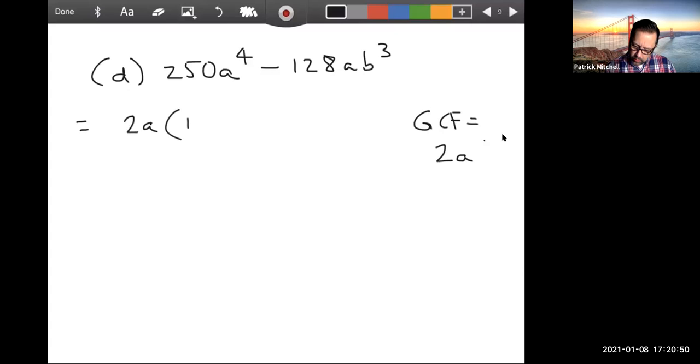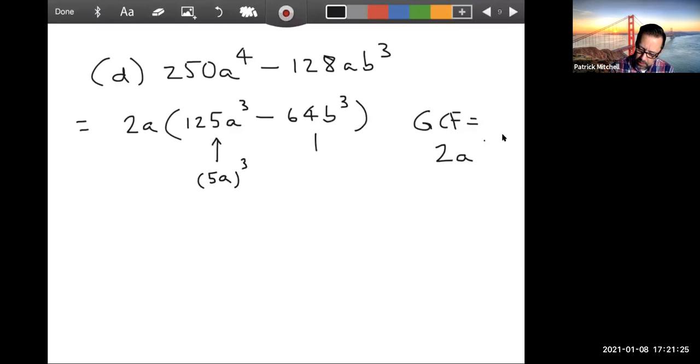I am left with 125a cubed minus 128 divided by 2 is 64. ab cubed divided by a is just b cubed, right? Okay, so now that starts to look a little bit more comfortable and familiar, that 125a cubed minus 64b cubed. That is definitely a difference of two cubes. What's being cubed here is 5a. What's being cubed over here is 4b.